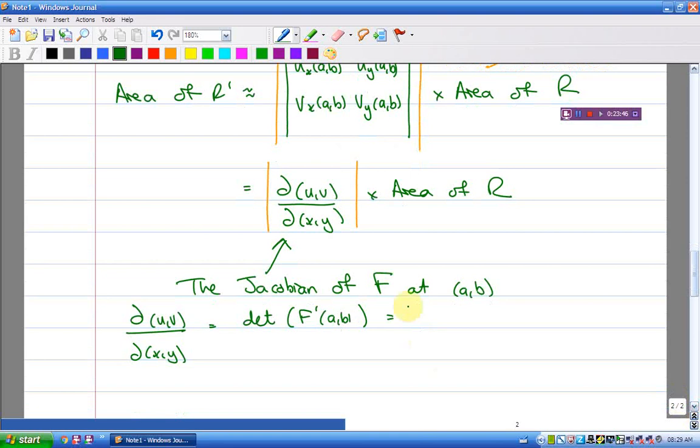And just for old time's sake, let's put in some little F's and little G's, but you can do U's and V's, it doesn't matter. In my notes I just happen to have F's and G's. Okay, so that curly D story is a determinant. It's not a matrix, it's a determinant of a matrix.